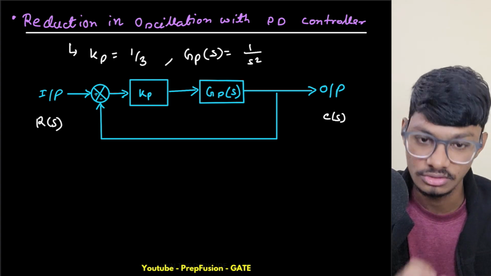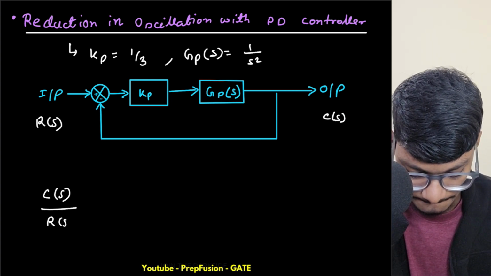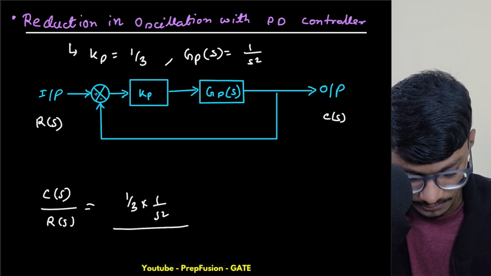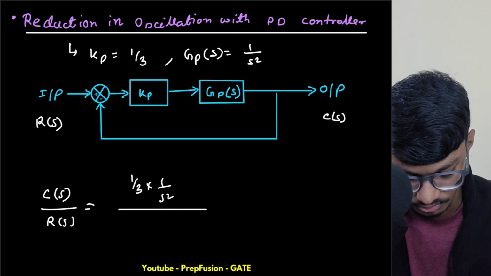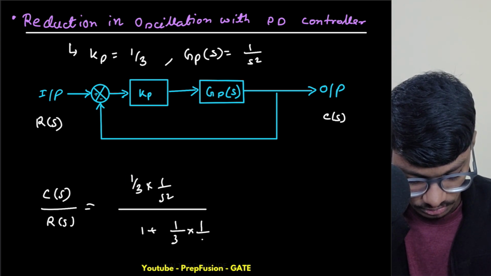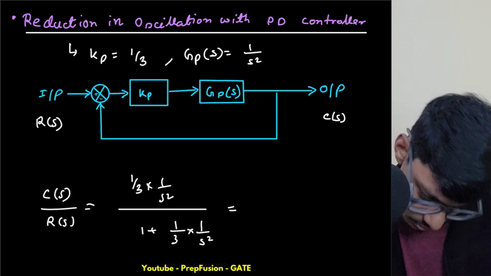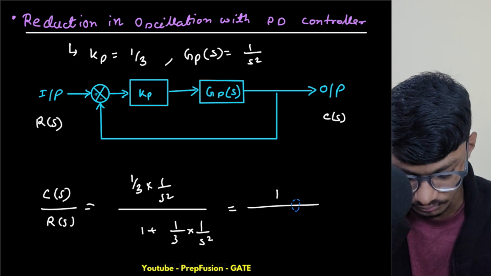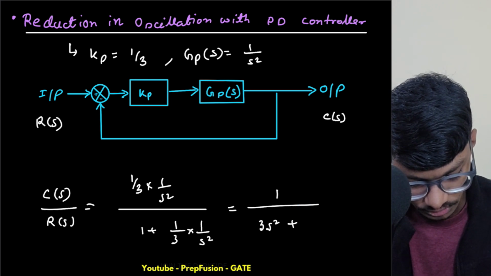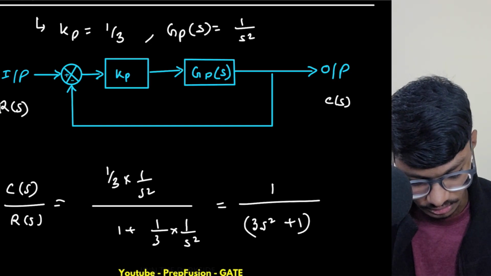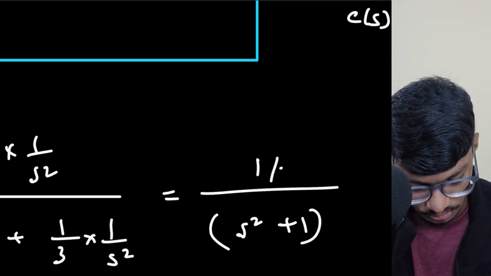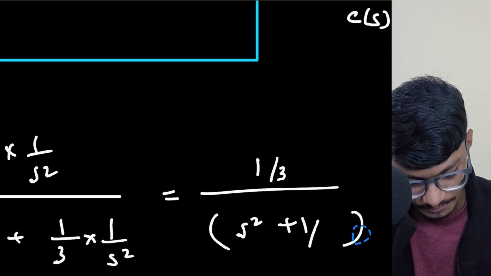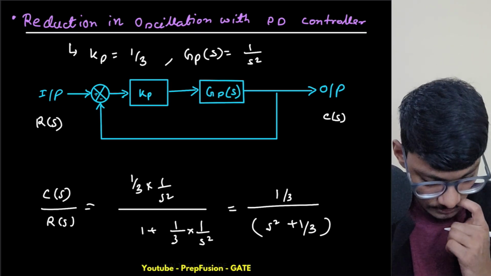So what will be my C upon R of S? C upon R of S will be G upon 1 plus G of S, which is 1 by 3 into 1 by S square, divided by 1 plus 1 by 3 into 1 by S square, equals 1 divided by S square plus 1 by 3.